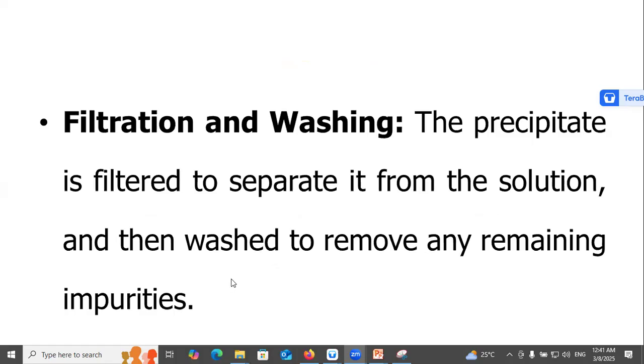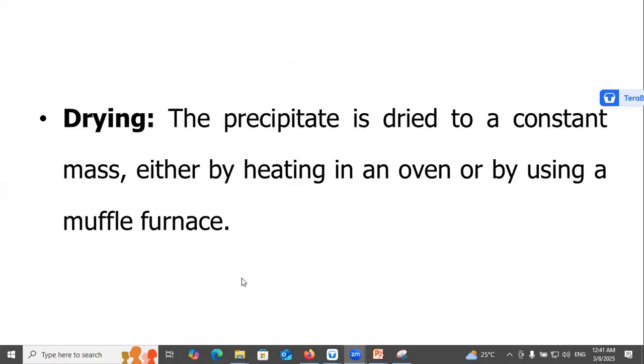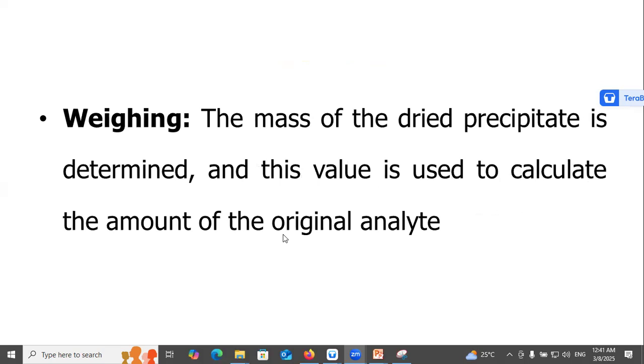Filtration and washing. The precipitate is filtered to separate it from the solution and then washed to remove any remaining impurities. Drying. The precipitate is dried to a constant mass either by heating in an oven or by using a muffle furnace. Weighing. The mass of the dried precipitate is determined, and this value is used to calculate the amount of the original analyte.